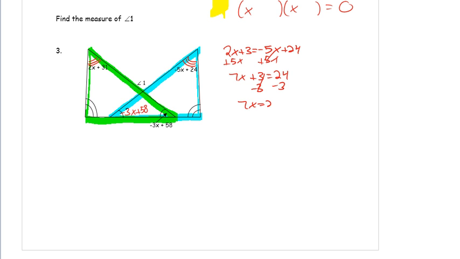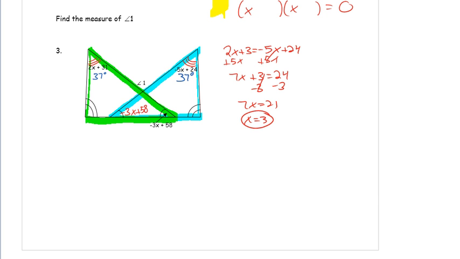So 7x equals 21. X is 3. Okay, so if x is 3, and we want to find angle 1, let's just plug it in everywhere and see what we get. So 2 times 3, I'm going to plug it in this top left. 2 times 3 is 6, plus 31 is 37 degrees. So that's 37, which means this is 37.